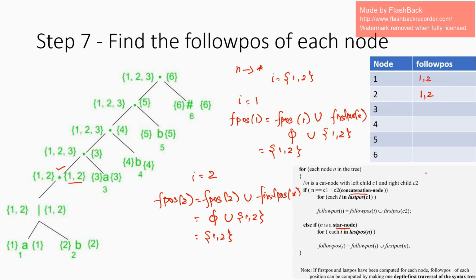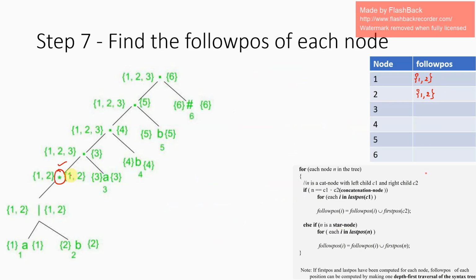Now we will move with the next node. So this node is now over. We are going to consider n is equal to dot. So when n is equal to dot, that is the concatenation, then we have to take every node from the last position of C1. So this is C1 and C2. We are going to consider the last position of C1. So C1 is this, its last position is 1, 2. So i becomes again 1, 2.